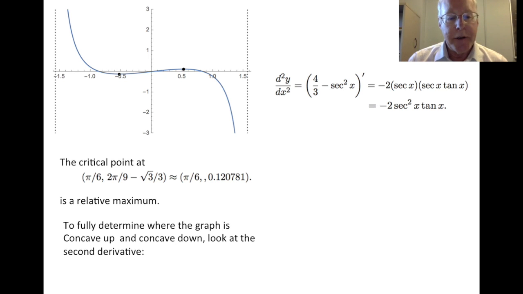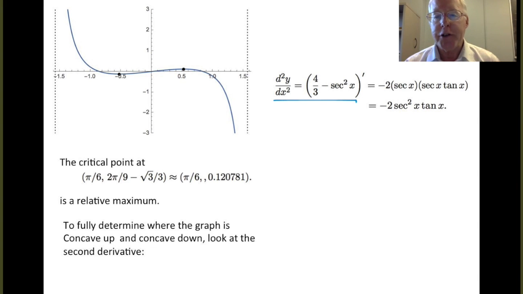Move on to concavity. We want to take a look at the second derivative. So for the second derivative, we have to differentiate the first derivative, and to differentiate secant squared, that's a chain rule problem. We have minus, and then differentiating the secant squared, we have twice secant, that differentiates the square, and then times secant times tangent, which differentiates the secant function. And this simplifies into minus 2 secant squared tangent x. Where is this equal to 0?